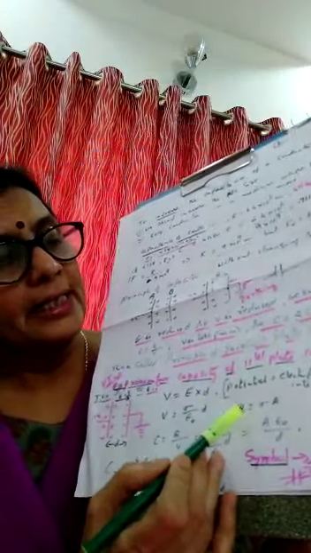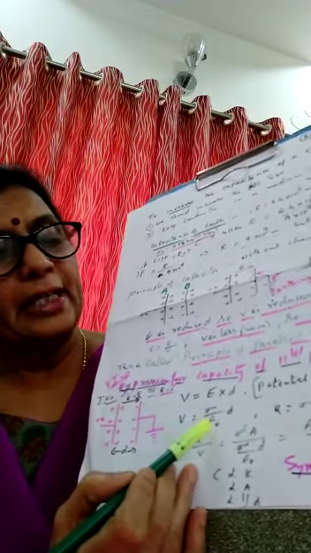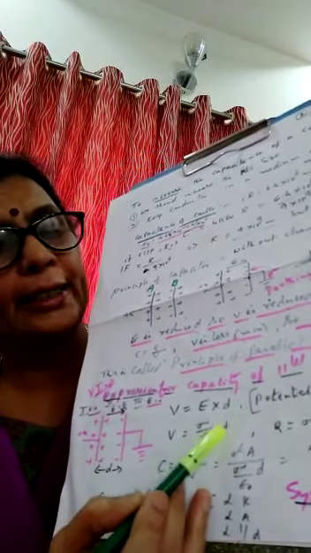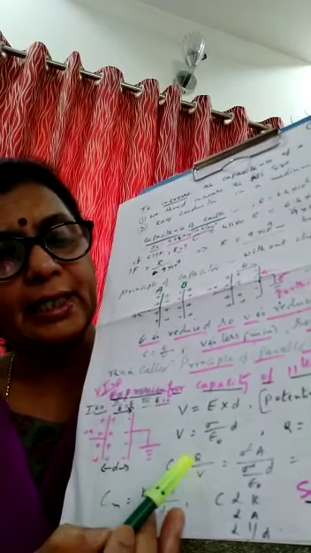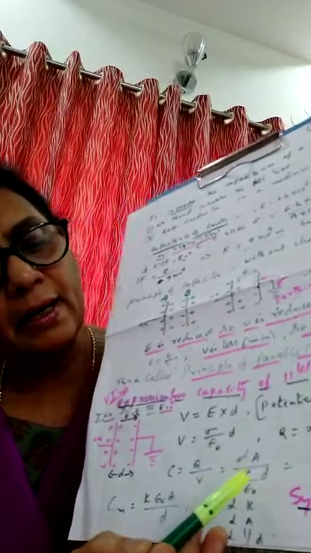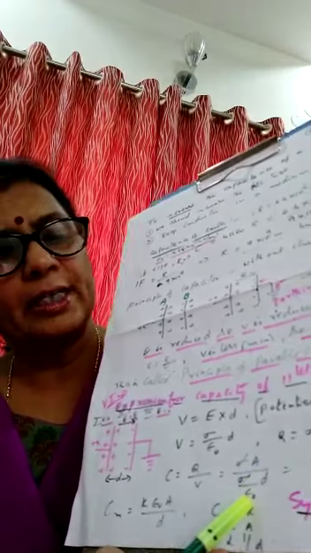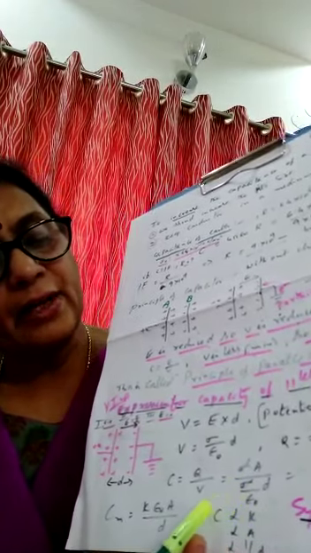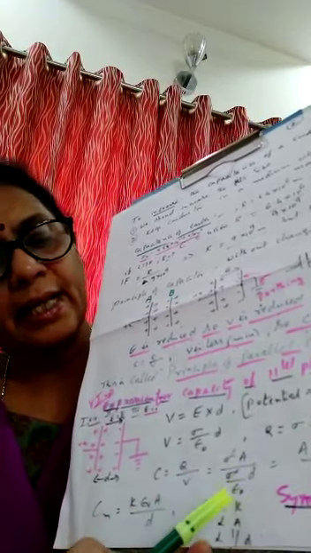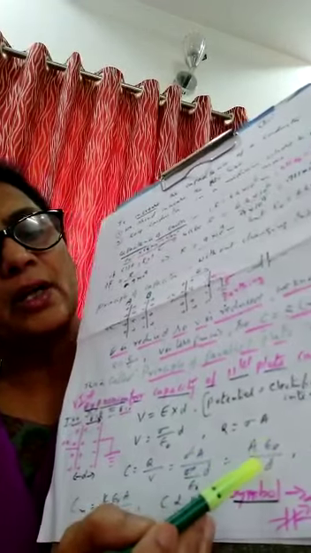We know that Q is equal to sigma A, and V is equal to sigma by epsilon naught into d. We know that C is equal to Q by V. What is Q? Sigma A. And what is V? Sigma d by epsilon naught. Sigma and sigma get cancelled, epsilon naught goes to the numerator. So we get the answer: C is equal to A epsilon naught by d.